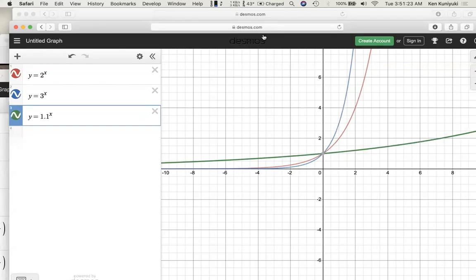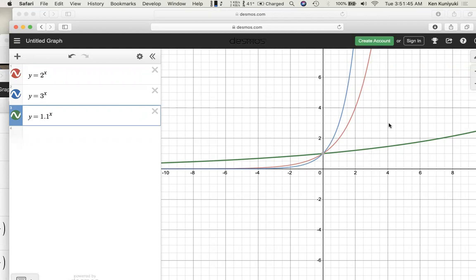Hi everyone. So let's look at the properties of these functions and their graphs. So we have y equals 2 to the x in red, y equals 3 to the x in blue, even y equals 1.1 to the x in green. So let's talk about their features. First of all, let's talk intercepts.